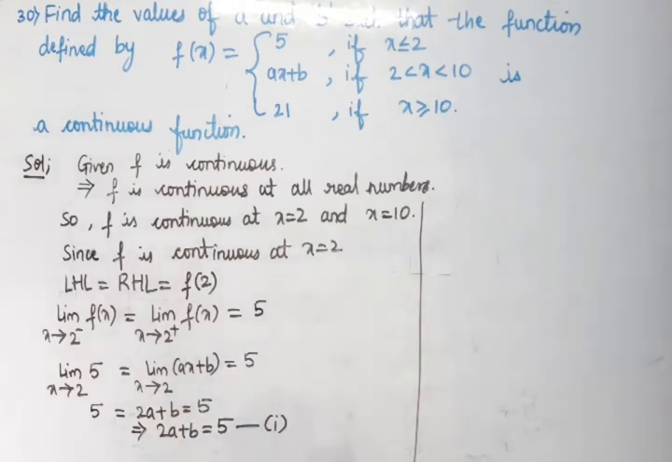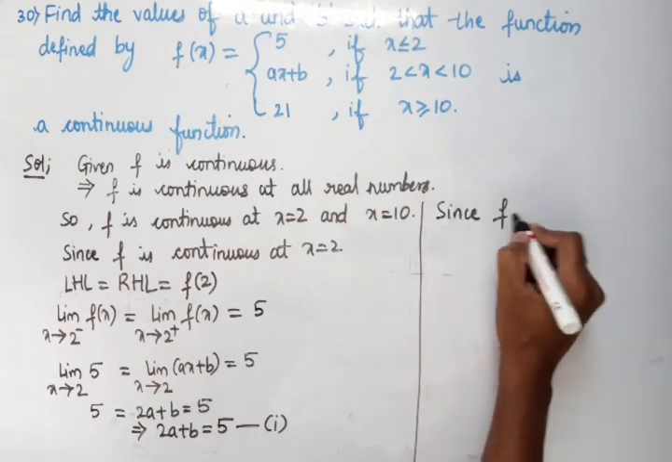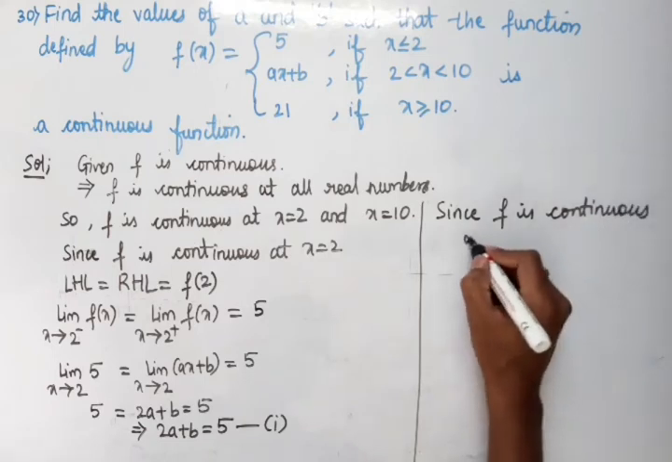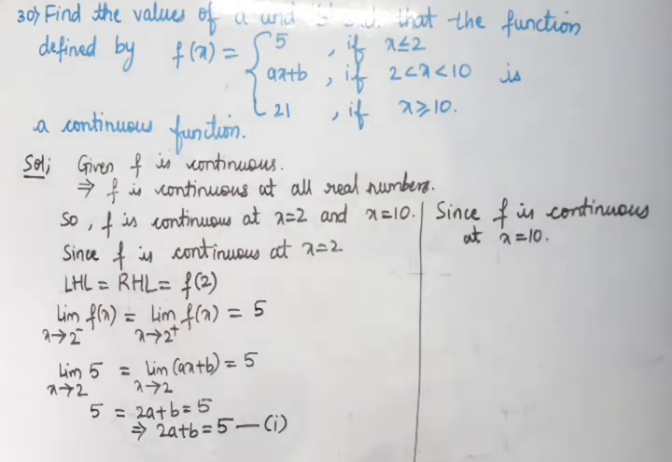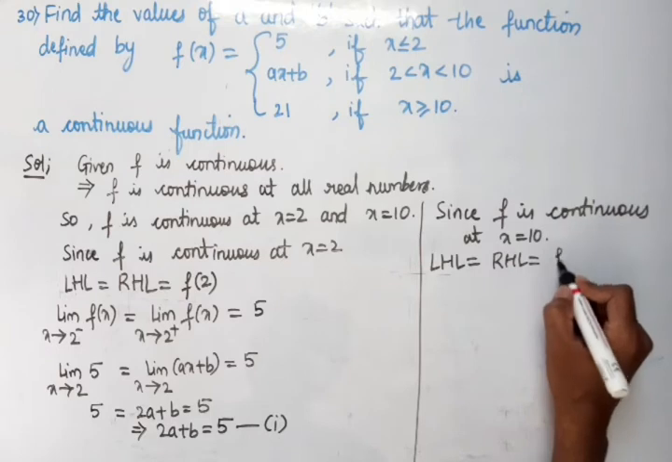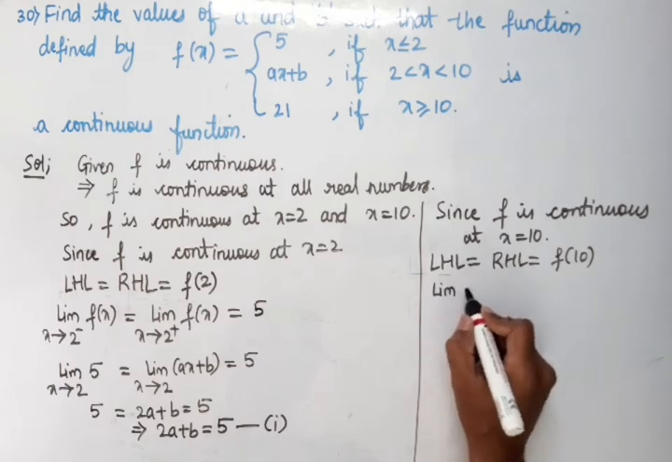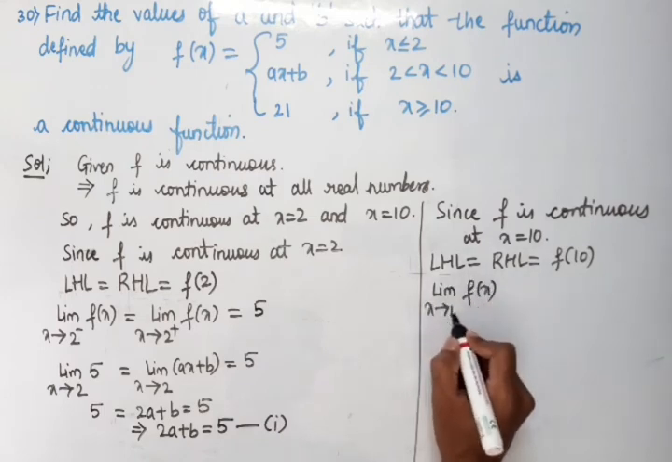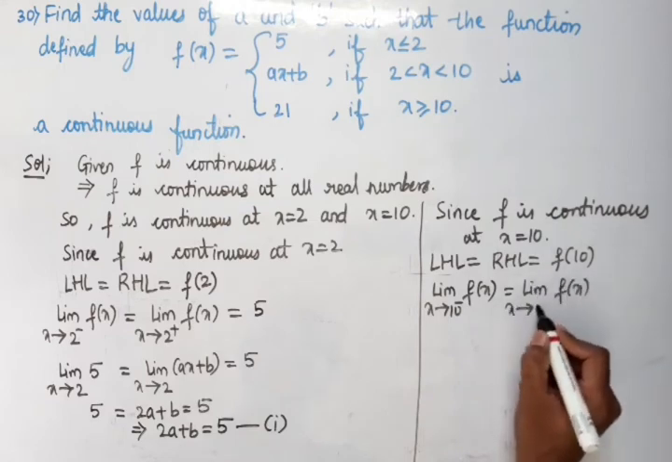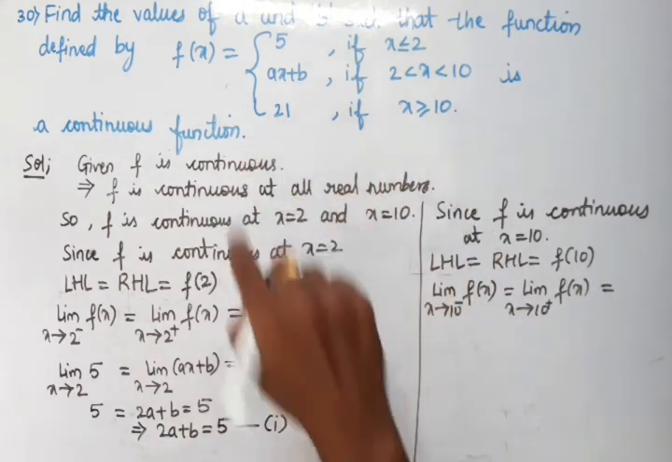Next I consider the function to be continuous at x is equal to 10. Since f is continuous at x is equal to 10, we have LHL is equal to RHL is equal to value of the function at 10. LHL will be limit of the function f of x as x tends to 10 minus is equal to limit of the function f of x as x tends to 10 plus is equal to f of 10. Exactly equal to 10 branch, third branch. Here the value is 21.